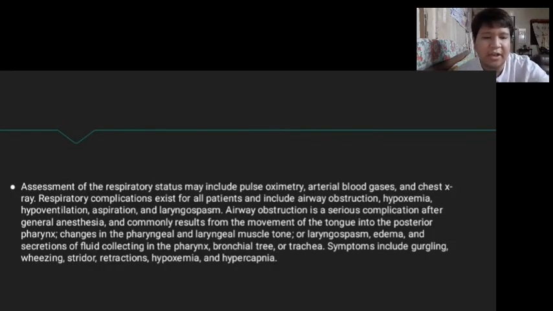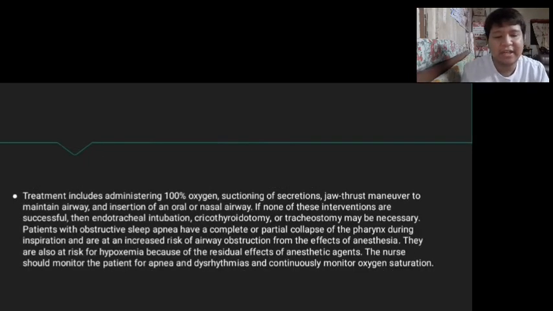Okay? And then also check mo for laboratory, mga ABG niya, mga chest x-ray, baka may complications kasi siya after niyan. And then mga edema, laryngeal spasm, bronchial tracheal symptoms, gurgling sounds, wheezing, stridor, obstructions, and hypoxemia. Pagkakita niya ng mga complications na to, anong mga complications ang makukuha ng mga patients after the surgery.